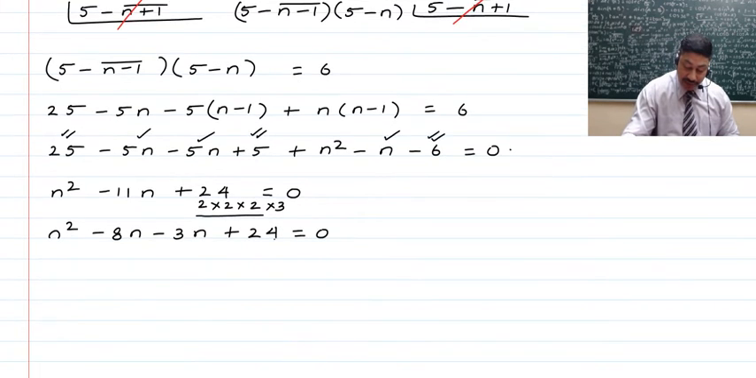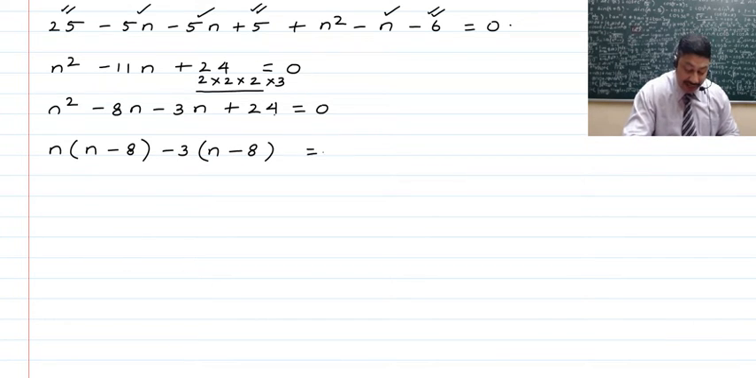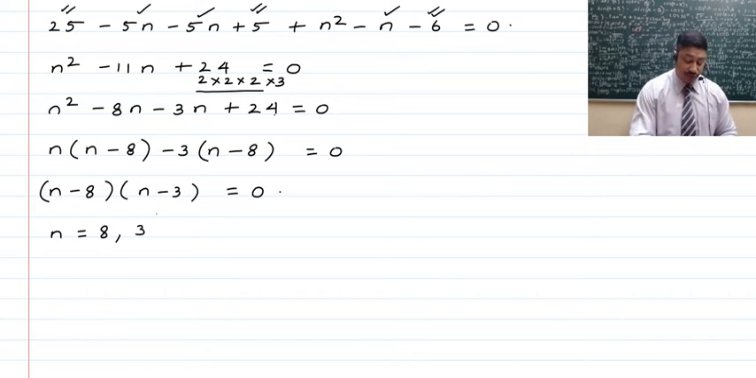Now children, next what we can do is we can take n to be common from the first two terms, so we have n minus 8 inside, and now when we write n minus 8, this will go minus 3 times, and then it will give us minus 3n plus 24. Now out of the two terms we can take n minus 8 to be common, and then we have n minus 3 remaining inside, which is equal to 0. Now once when we apply the zero product rule, we will put n minus 8 to be equal to 0, and then n will become equal to 8, and at the other time n will become equal to 3, right?